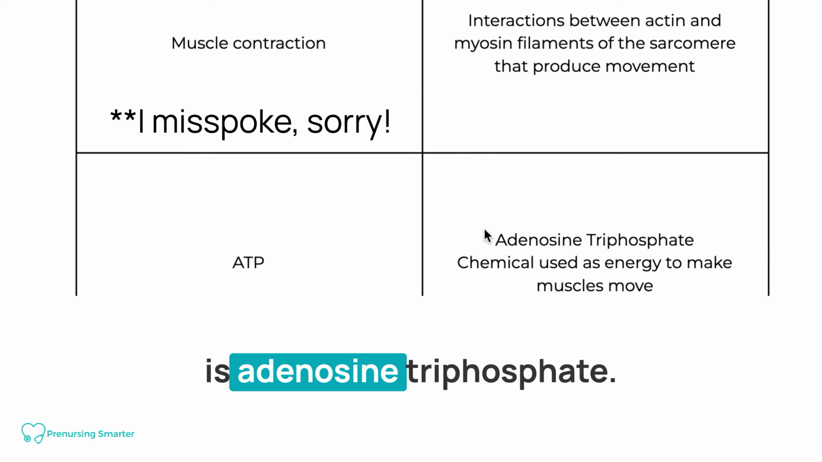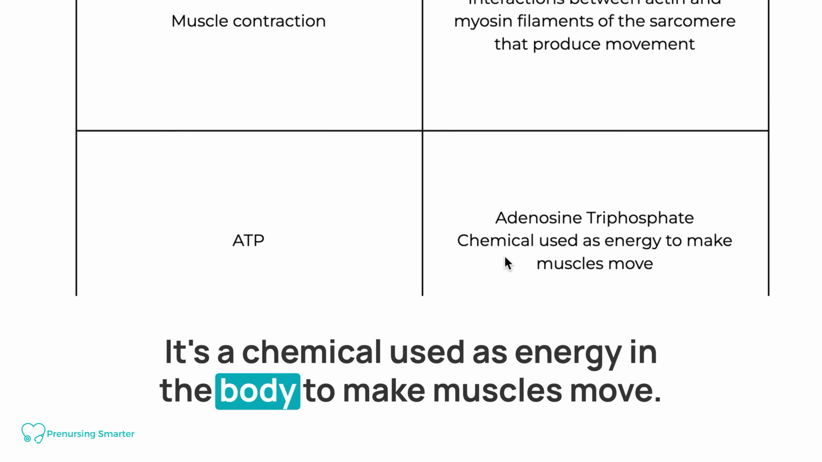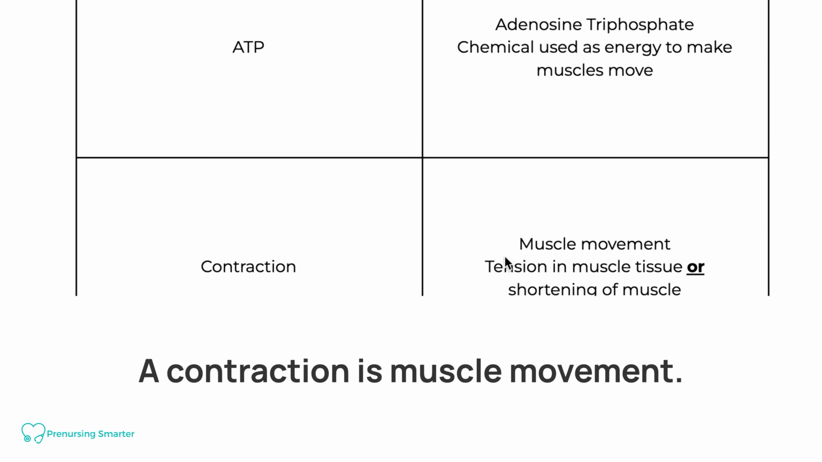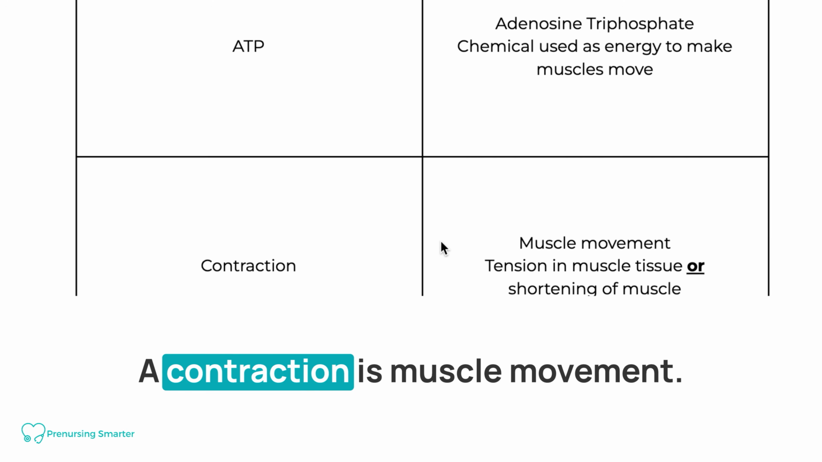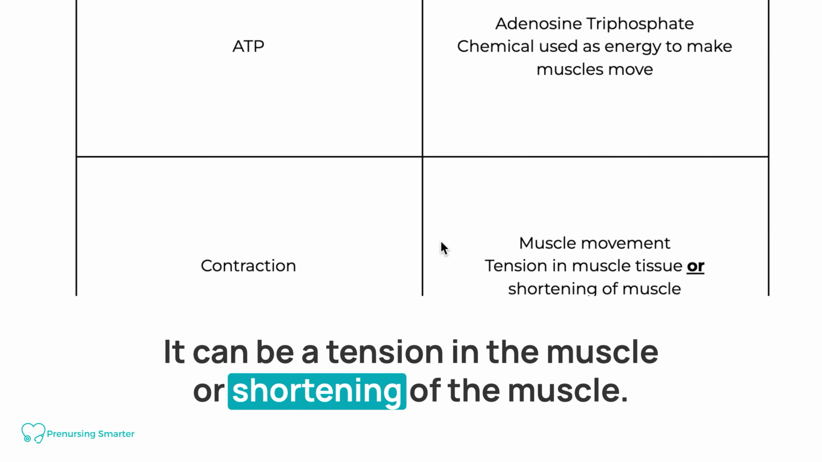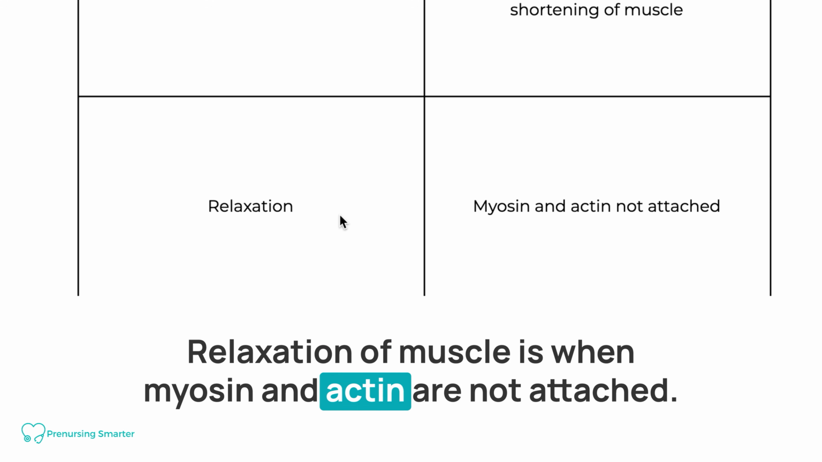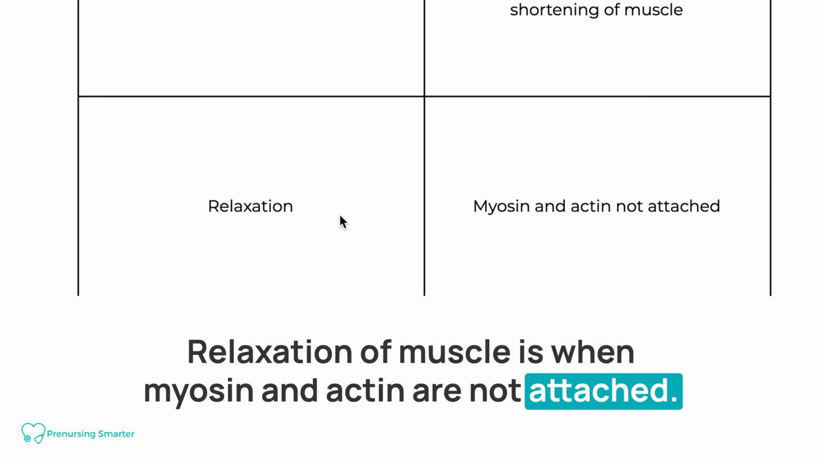ATP is adenosine triphosphate. It's a chemical used as energy in the body to make muscles move. A contraction is muscle movement. It can be tension in the muscle or shortening of the muscle. Relaxation of muscle is when myosin and actin are not attached.